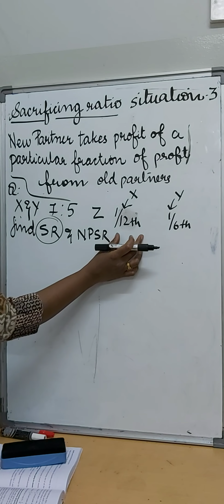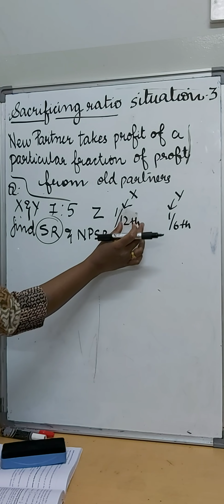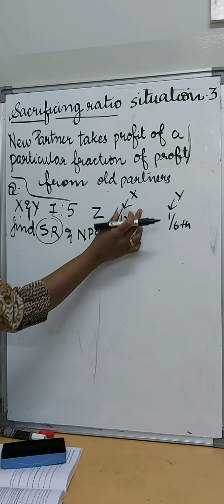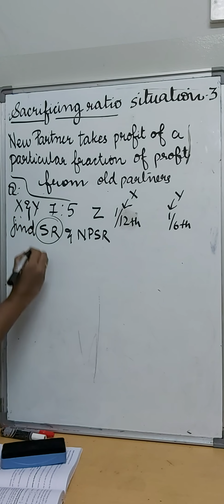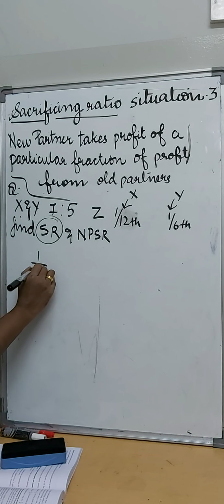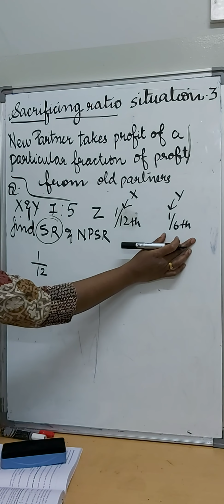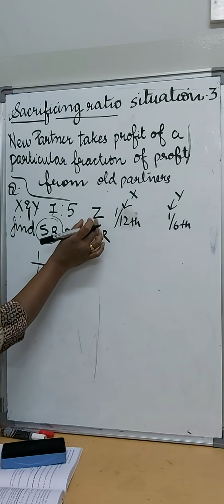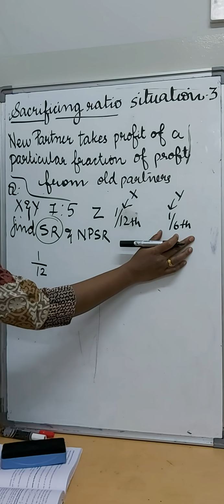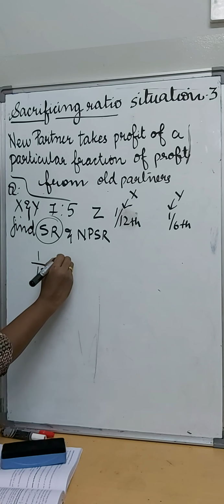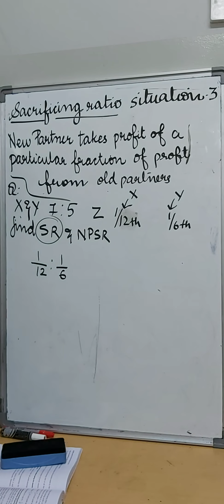X sacrifices 1/12, because 1/12th portion of X is given to Z. And Y is giving 1/6th portion to Z, so Y sacrifices 1/6. This is the sacrifice made by X and Y, 1/12 and 1/6.